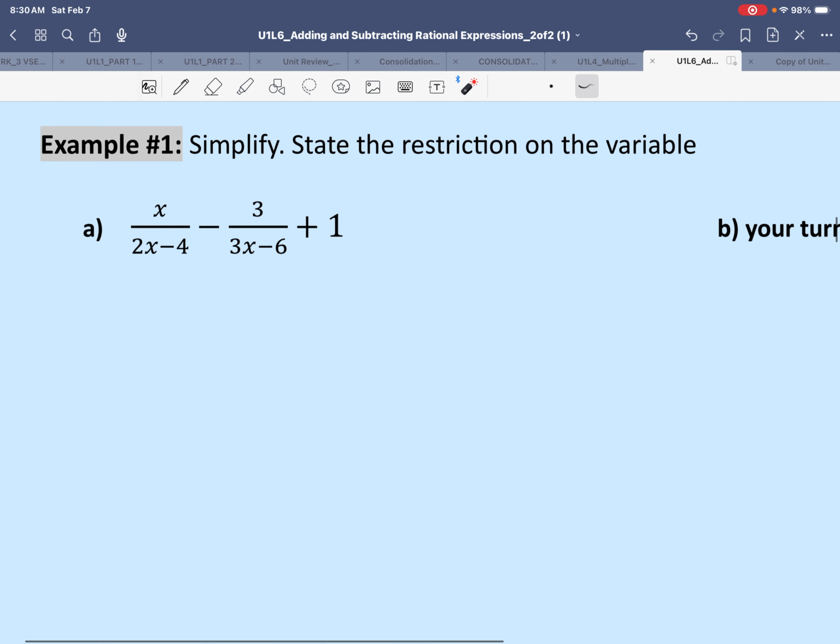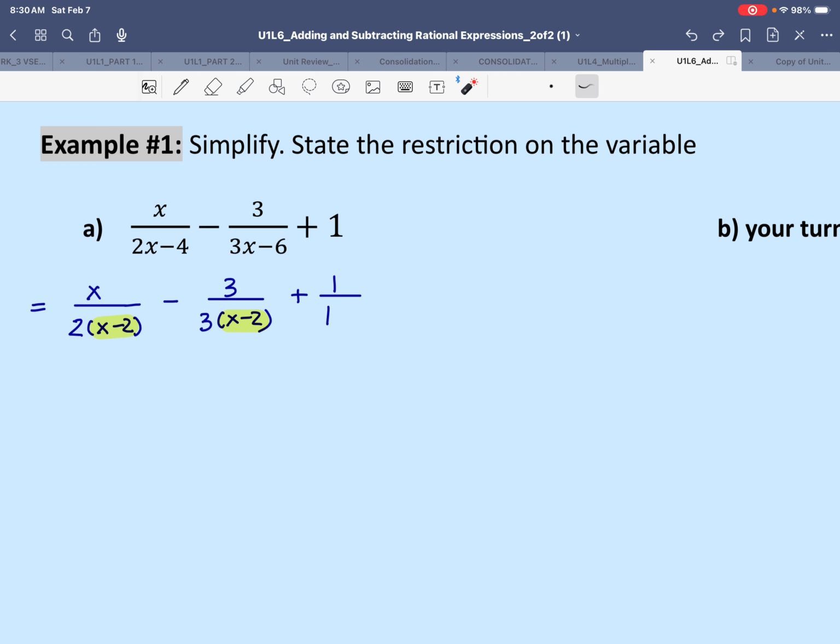In the first example, we have x over 2x minus 4, minus 3 over 3x minus 6, plus 1. So step number one, we'll factor the denominators. As you can see here, we have number 1, which is not in fraction form, and we're going to write that as 1 divided by 1 so that we'll be able to see the denominator. So the first rational expression would be x over 2 times (x minus 2), and then we have 3 over the factored form of 3x minus 6, which is 3 times (x minus 2), so you have a common factor of 3. And number 1 will be written as 1 divided by 1.